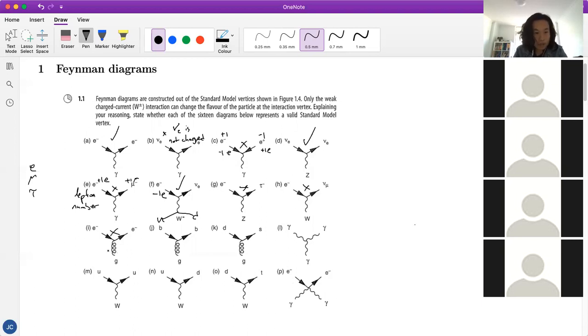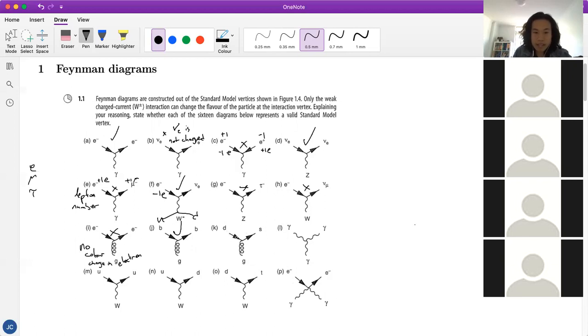Okay, this one's definitely no, because this is a gluon. Electrons don't have color charges, so you can't have a coupling to the QCD boson. No color charge in electron. Okay, and this one, bottom quark, go into a gluon. I think that's fine. Did I say fine here? Yeah, that's fine. That's just a standard color, the QCD interaction.